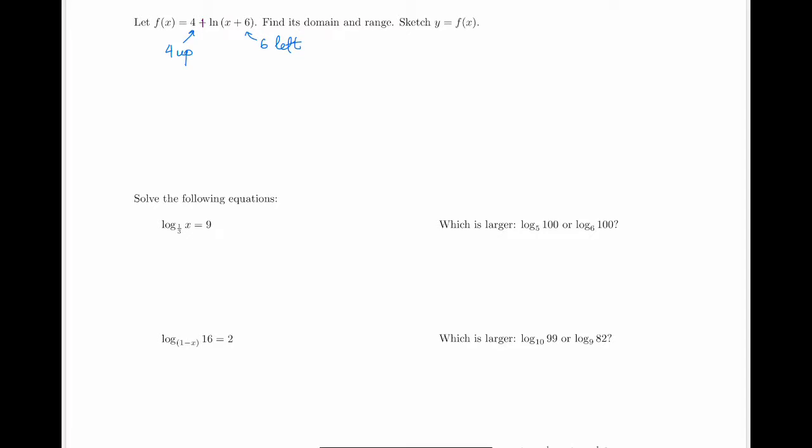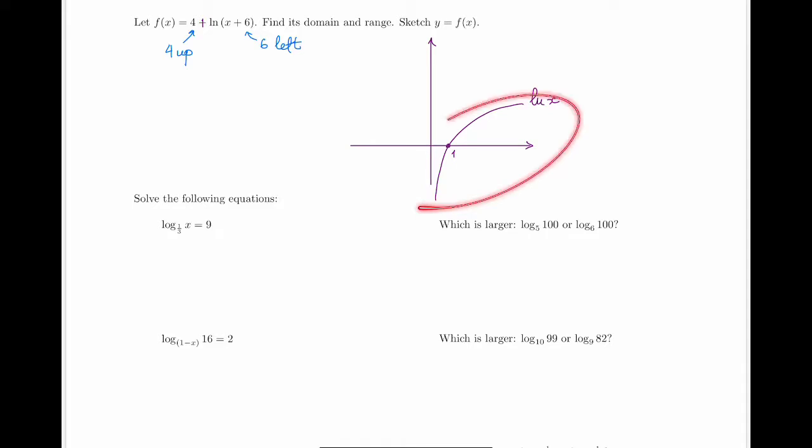So as before, I will start with the sketch of my base function, which in this case is simply natural logarithm of x. I remember that it has the x-intercept at 1, it approaches the vertical asymptote of the y-axis, and it's a function that looks like this. And now I have to simply move this function 4 units up and 6 units to the left.